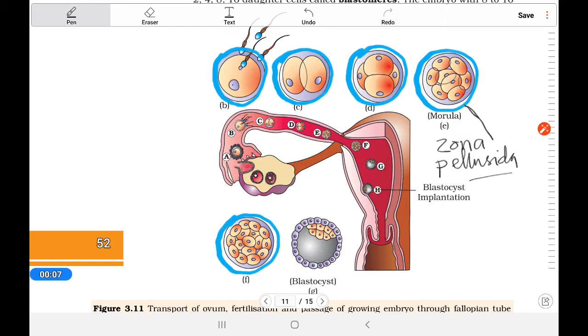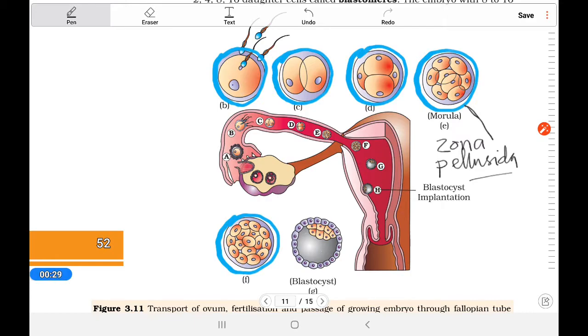Today's topic here, transport of ovum. You know that after fertilization, that ovum will divide into many cells. Many cells will form morula, blastocyst. So let's see how this part works.